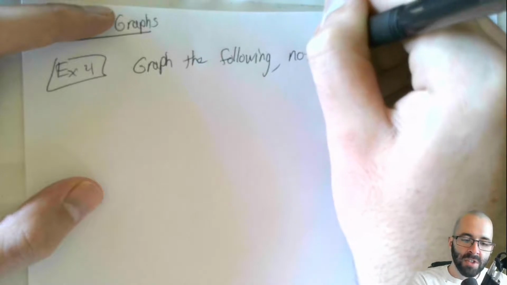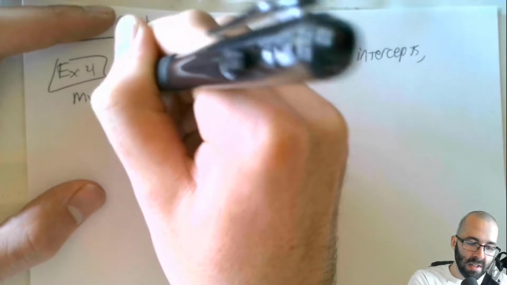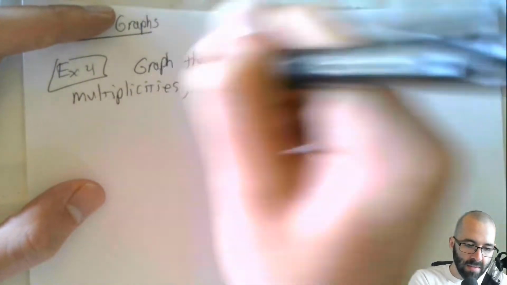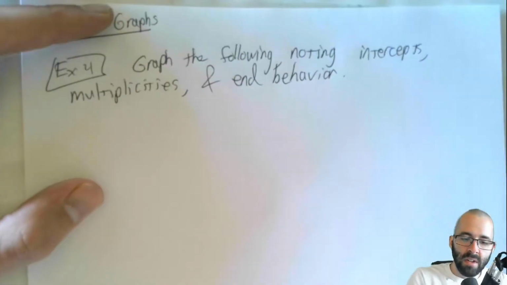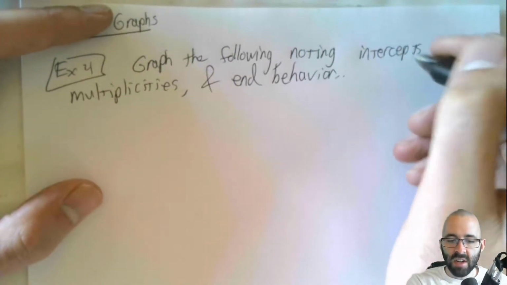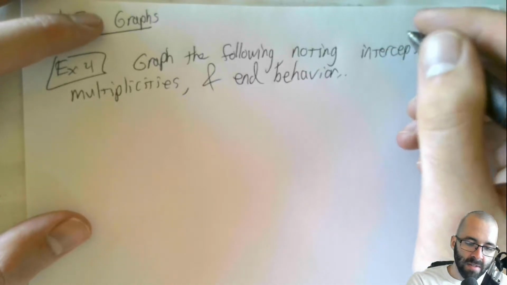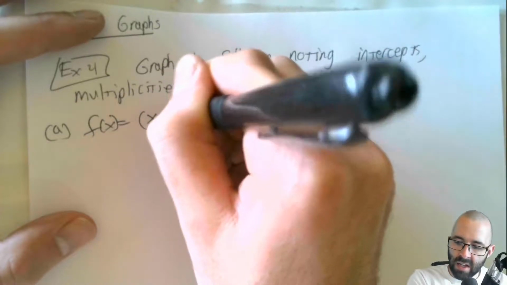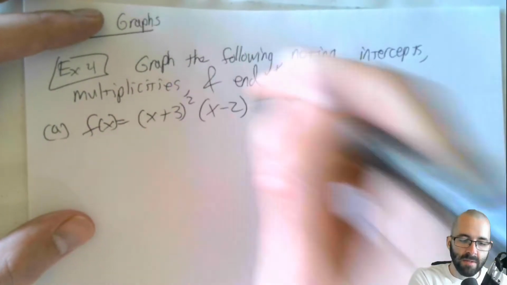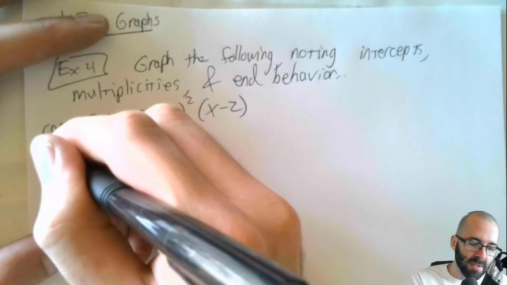And specifically, I want you to make sure that you're noting all of the intercepts, x and y's, their multiplicities, and end behavior. So what we're going to do is just find all of those things and gradually add them to the graph. Okay? So in part A, where I give you f of x is equal to x plus 3 squared, and x minus 2. We're going to combine everything here. So first we need to find the intercepts.